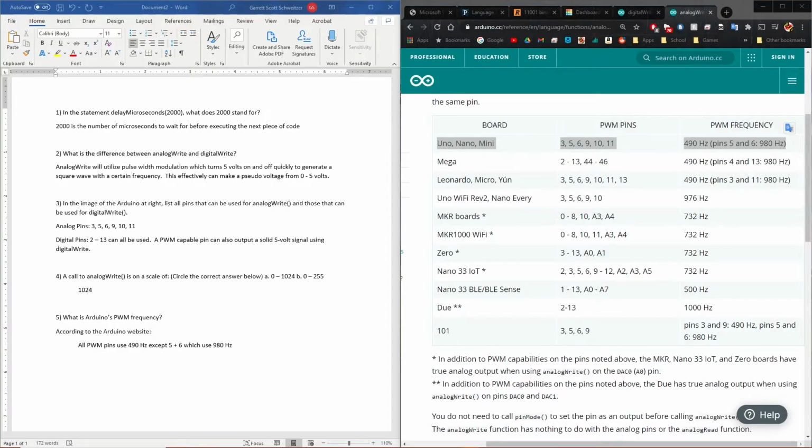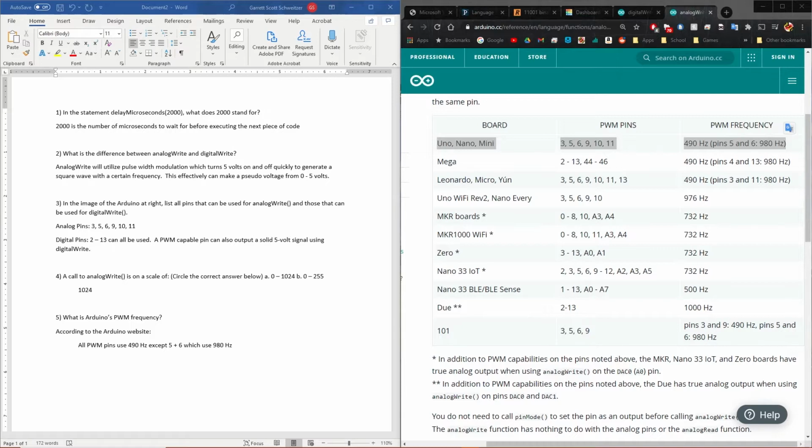This is the pre-lab section. The first question is in the statement delay microseconds 2000, what does 2000 stand for? 2000 is the number of microseconds to wait before executing the next piece of code. So it's basically a pause command with the number being how many microseconds to pause for.